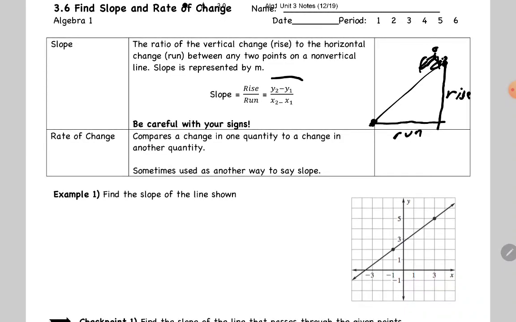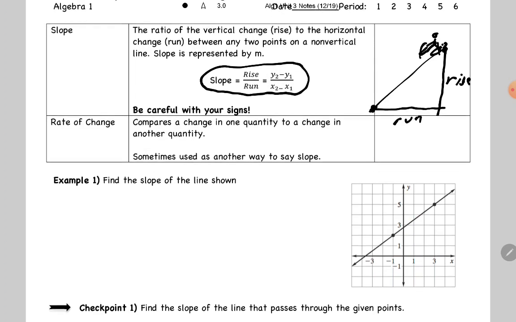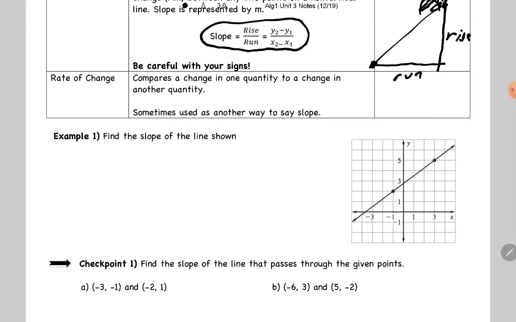And then here is our slope formula. So rise over run, we take the difference of our y values or y coordinates and then divide it by the difference of our x coordinates. Let's do an example. Find the slope of the line shown.